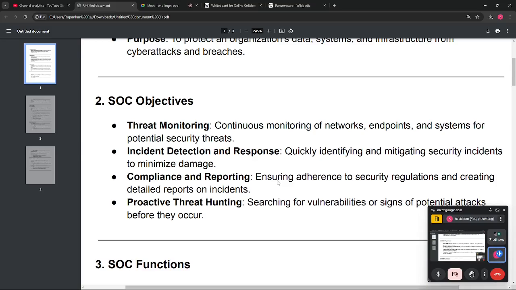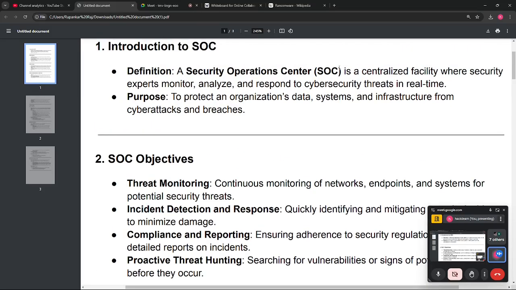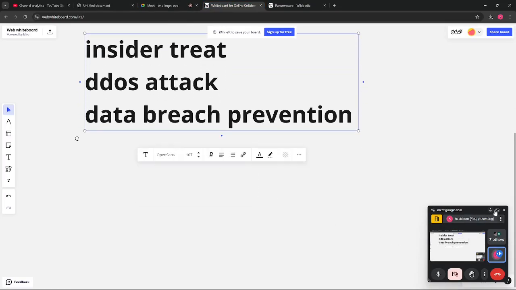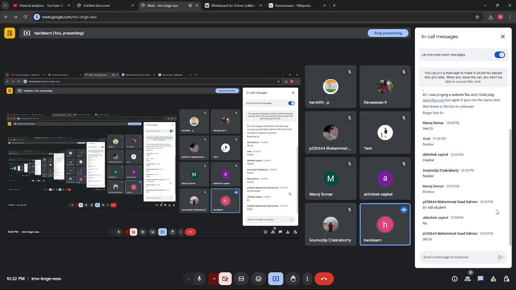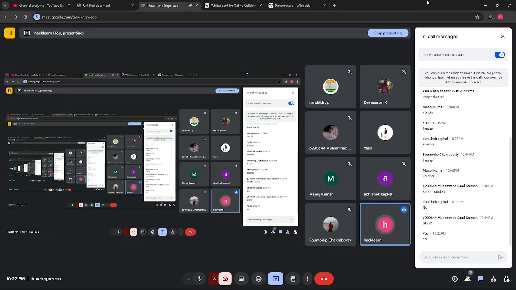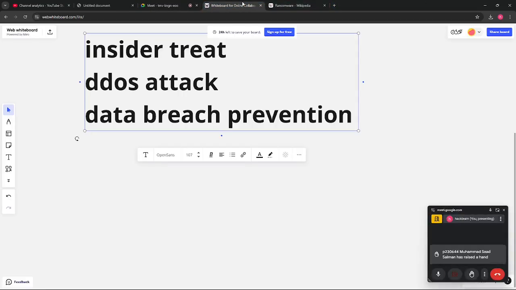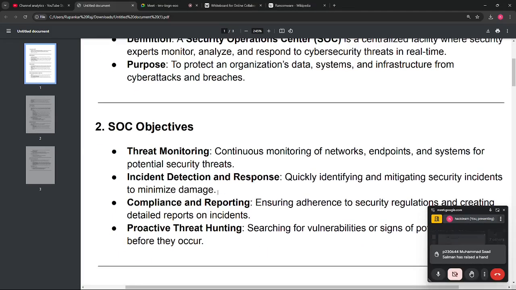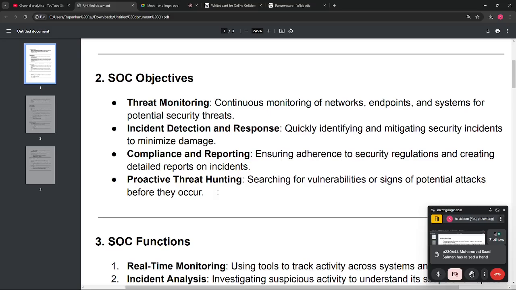The main objective of SOC is to do some threat monitoring. Till now we have discussed what the purpose of SOC is. Hope everyone understands why we need a SOC analyst. Does anyone have any issues regarding why we need a SOC analyst? Okay, so these were the basic reasons why we need SOC. After that, let's switch to the next part, which is the objectives of SOC.